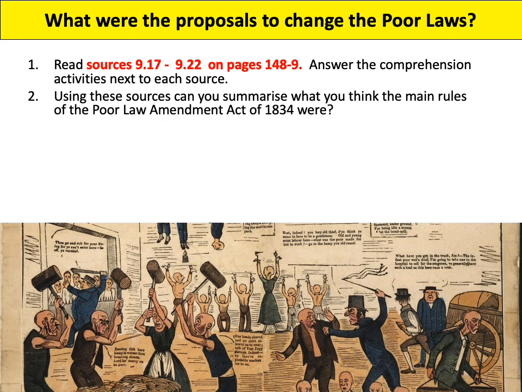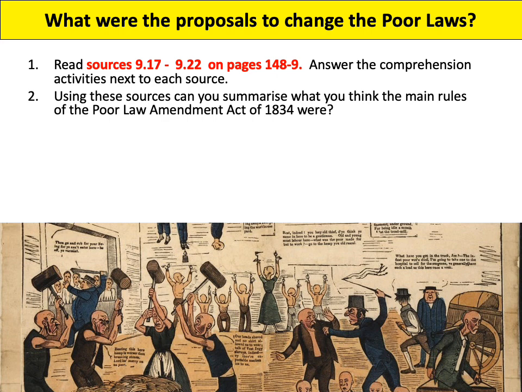Source 9.2 says there needs to be central supervision. So it talks about recommending a central board to control the administration of the poor laws. To administer something is to oversee how it's carried out. So in other words, rather than each parish doing it, this would be something that was set by central government in London, and every single area would have the same system.